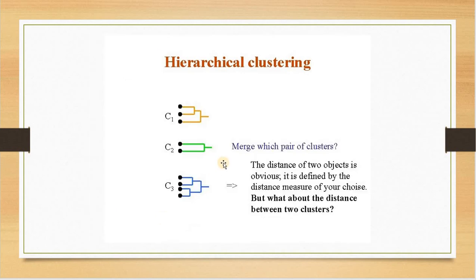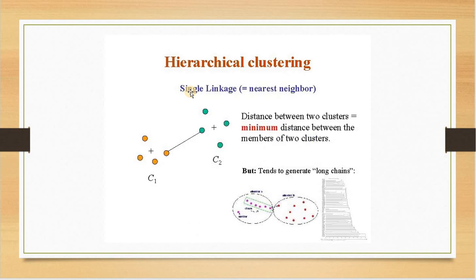Now, in hierarchical clustering, the question is: merge which pair of clusters? See, we have many clusters, but which to pair together? That's the question. So now, the distance of two objects is obvious. It is defined by distance measures of our choice. But what about the distance between two clusters? So let's see the answer.